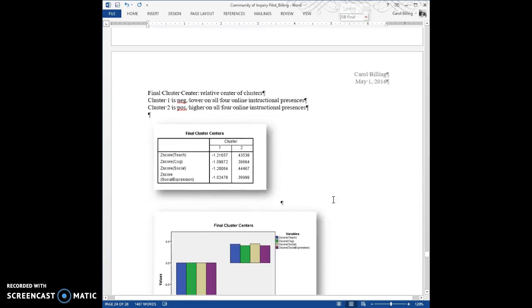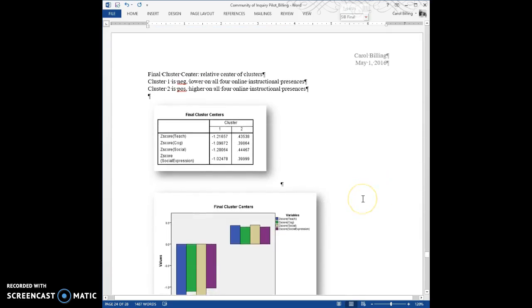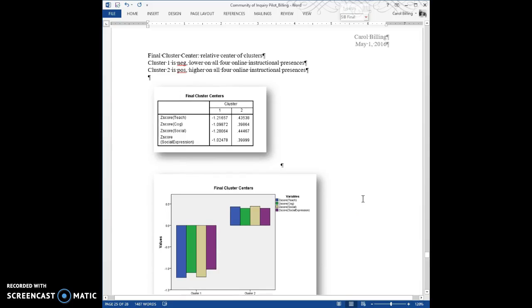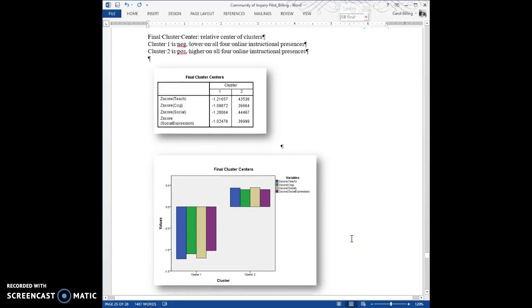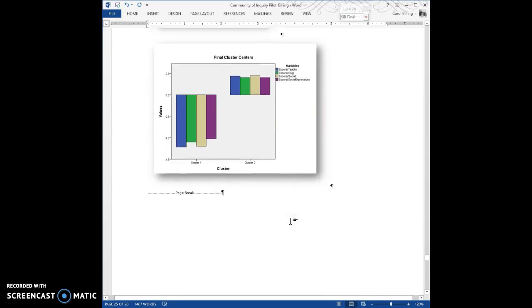And what came out was 2 pretty different clusters, one high and one low. All of the presences were about the same, which was interesting that nothing deviated significantly, although the social expression is lower in both and just seems to be a trend. The teaching one was high in both, and that seems to be a trend.